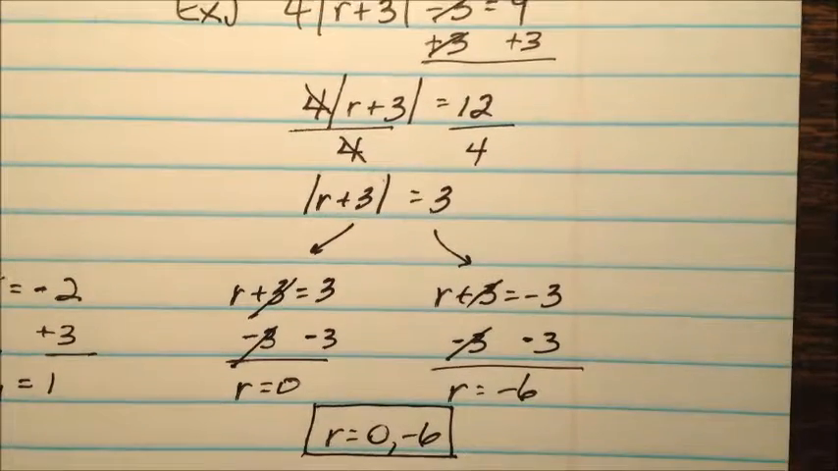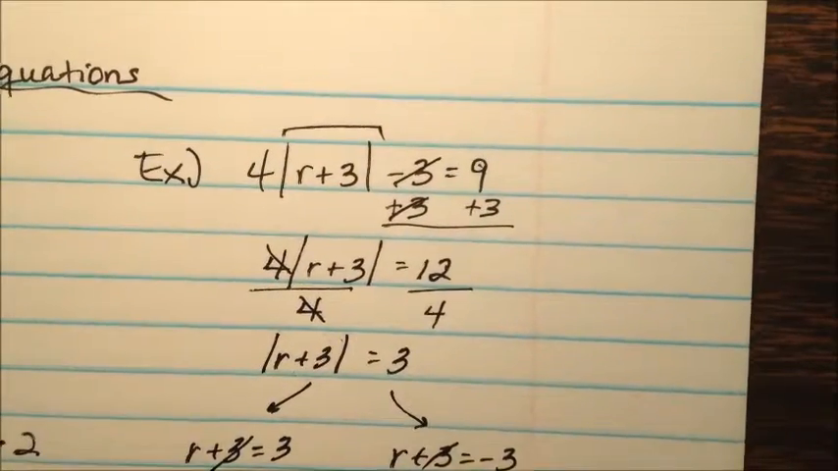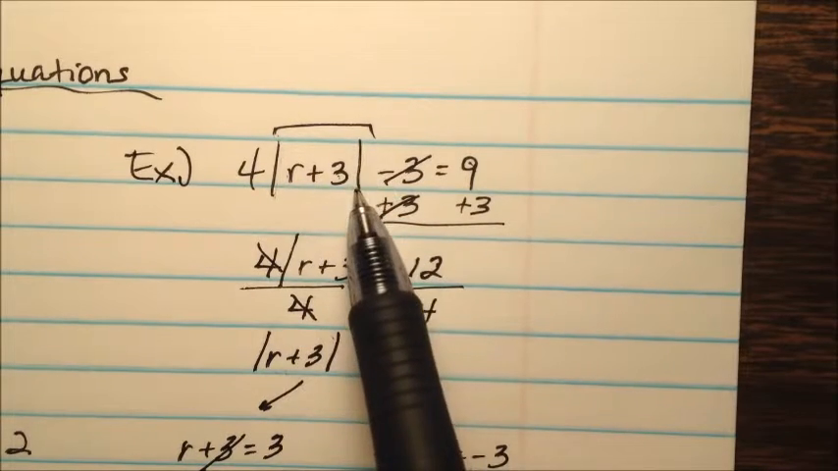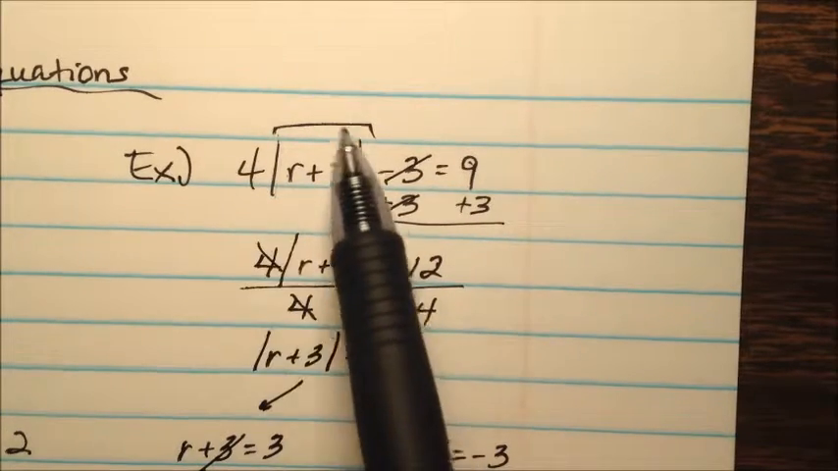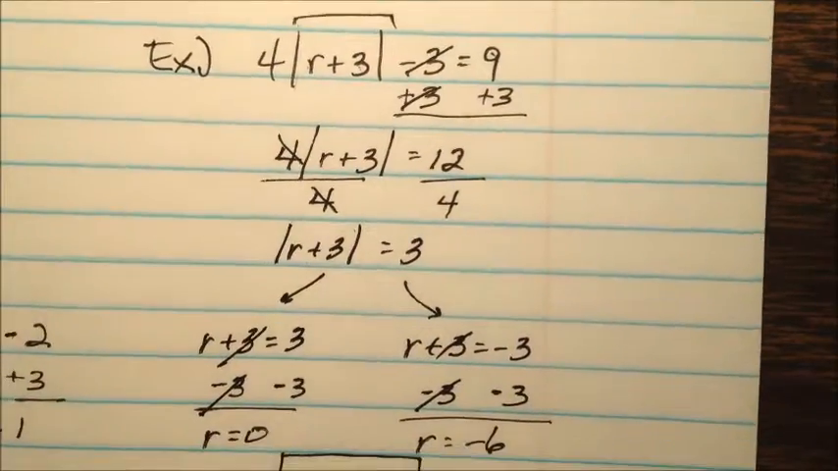So as we did in the previous example, let's go ahead and plug these back in and see if it works. Let's plug 0 in first. So 0 plus 3 is 3. The absolute value of 3 is 3. 4 times 3 is 12, minus 3 is 9. So our 0 works out okay.